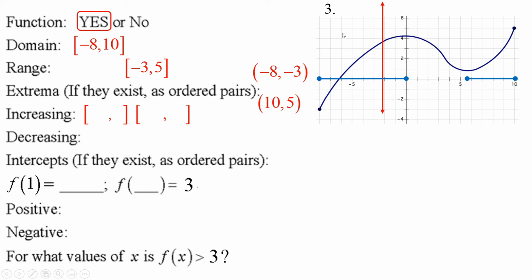All right, so the first interval where we were increasing was from -8 all the way to 0, and that's this part of the graph right here.